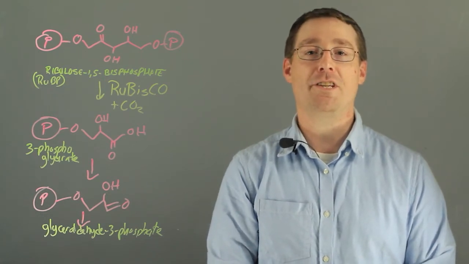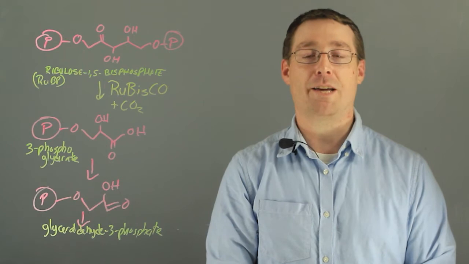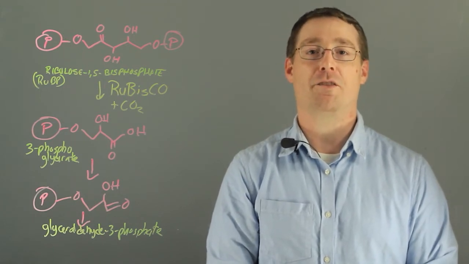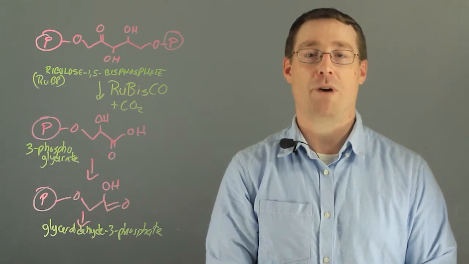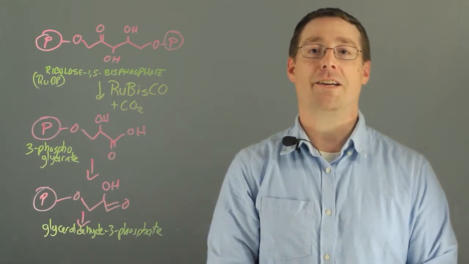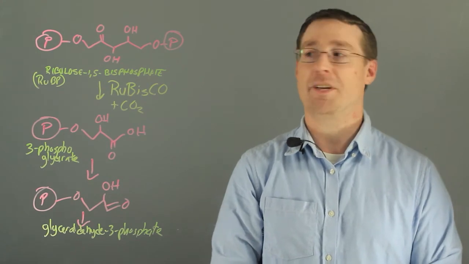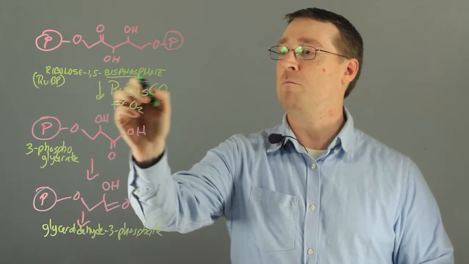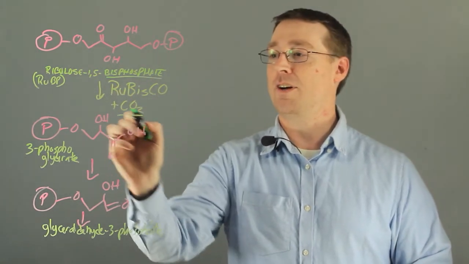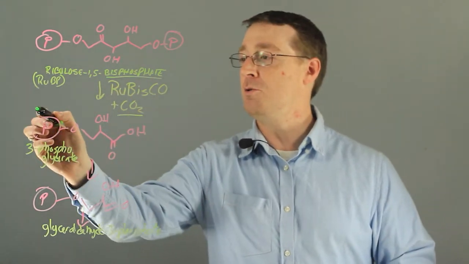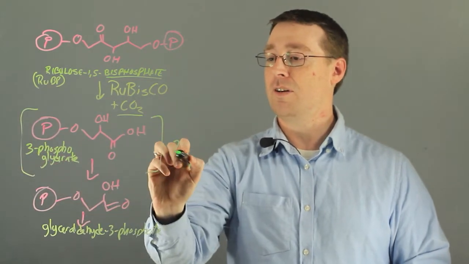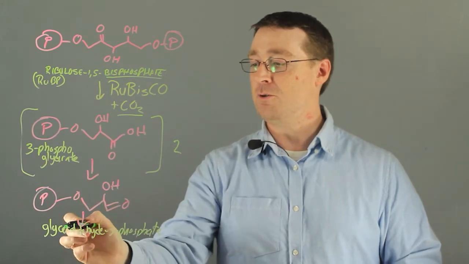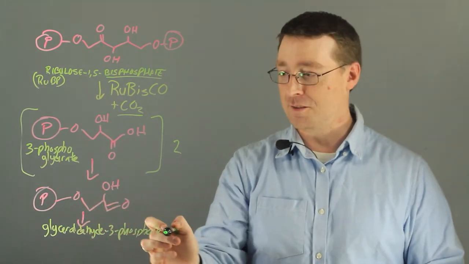It represents 50% of the plant protein biomass in C3 plants and 30% of the total plant protein biomass in C4 plants. And it catalyzes one very specific reaction shown here, which is the conversion of ribulose 1,5-bisphosphate with carbon dioxide into two copies of 3-phosphoglycerate, which is then converted to glyceraldehyde 3-phosphate.